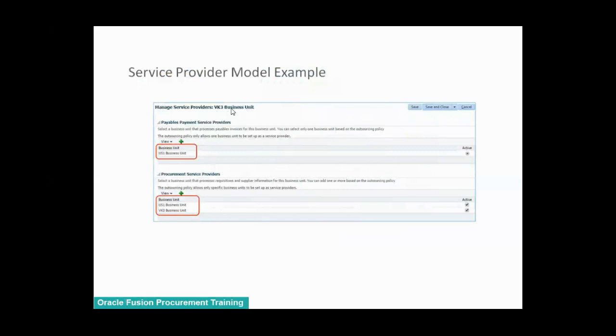When you create a business unit, you have to enter here what is a payable service provider and what is a procurement service provider. You have to define it in the system. Okay, when you are defining the business unit, if you enter the procurement service provider as these two business units, that means this business unit can procure from the US1 business unit or can procure from itself, the UK3 business unit also.